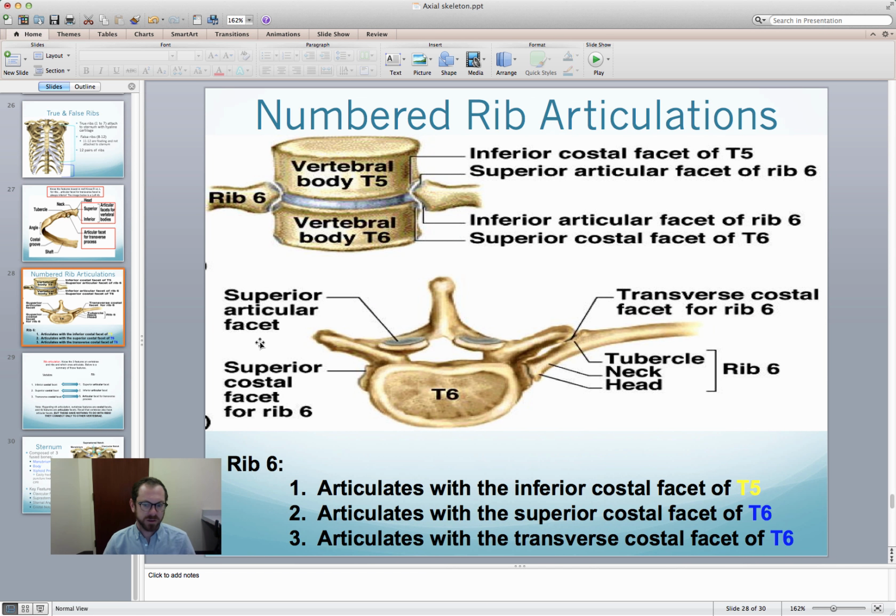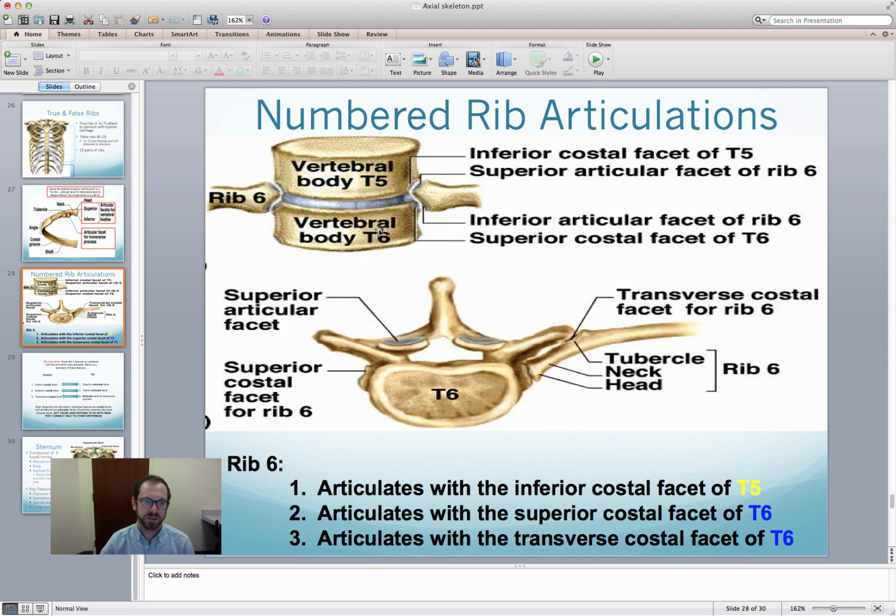Now let's dive into more detail about rib articulation. On this top image, we're showing thoracic vertebrae 5 and thoracic vertebrae 6, the vertebral body of those. This coming in here is the rib. Okay, we know that the inferior costal facet is here on T5, and the superior costal facet is here on T6. And what do we notice about this rib? Well, it's coming and it's touching in on 2 different vertebrae. It's coming in between 2 vertebrae.